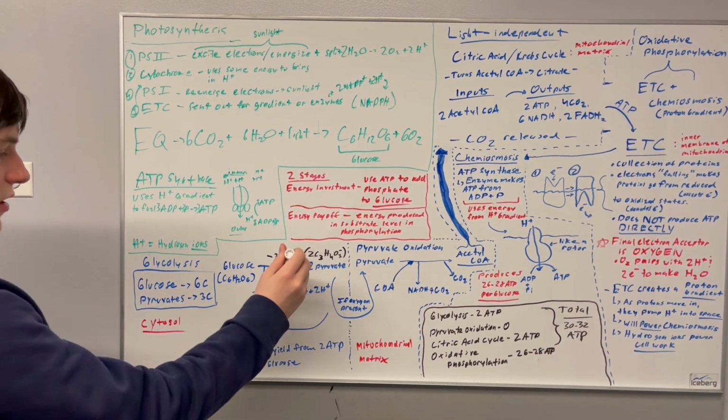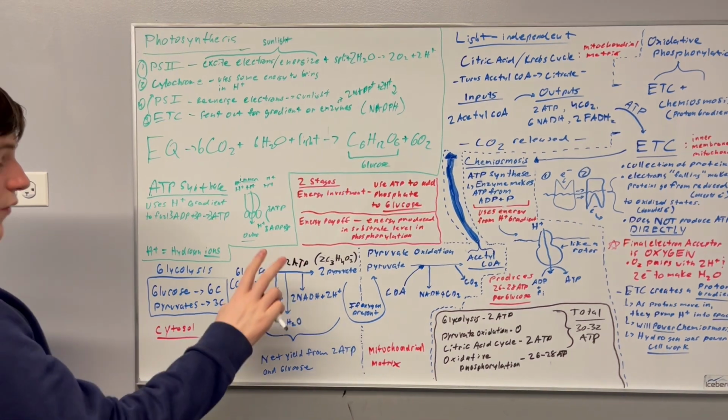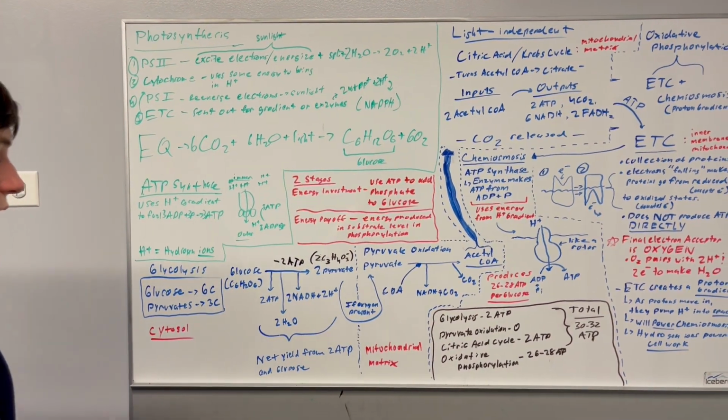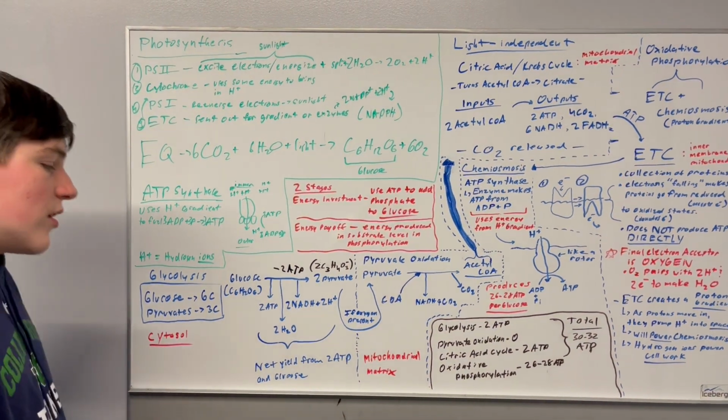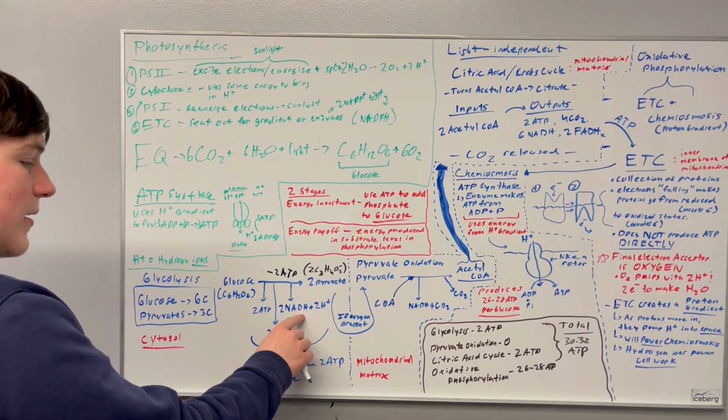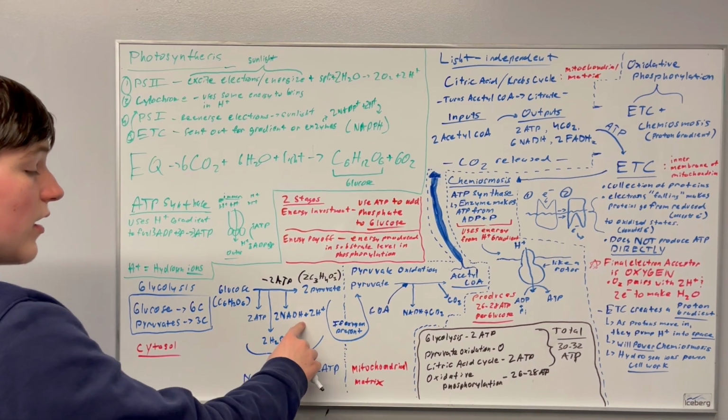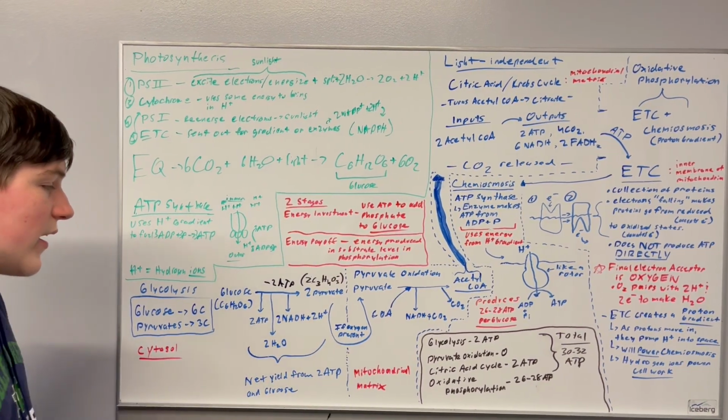But once you reach this point right here, you gain 4. So gain 4, lose 2. That's why you gain a net positive 2 ATP. And alternatively, in this process, 2 NADH plus 2 H plus is also gained.